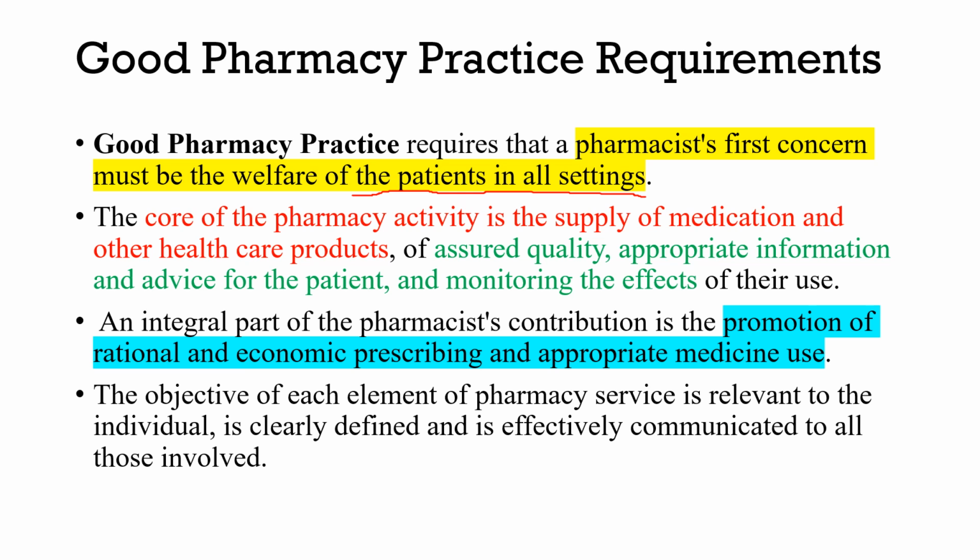Second important thing is the core of pharmacy activity is supply of medication as well as other healthcare products of assured quality, then appropriate information and advice for the patient should be given, as well as monitoring the effects of their use. Now this is the main job of the pharmacist. Third important thing is the promotion of rational and economic prescribing along with appropriate medicine use. So all these things contribute to good pharmacy practice requirements.